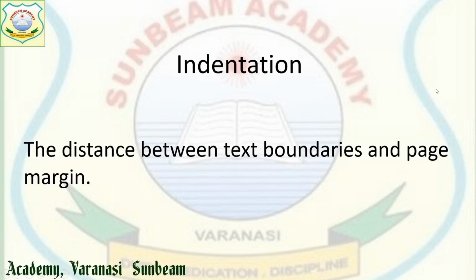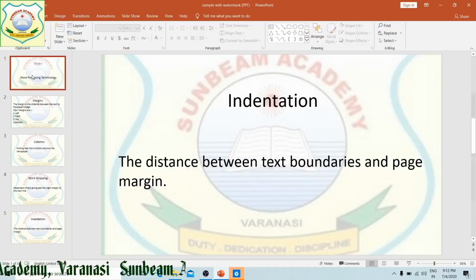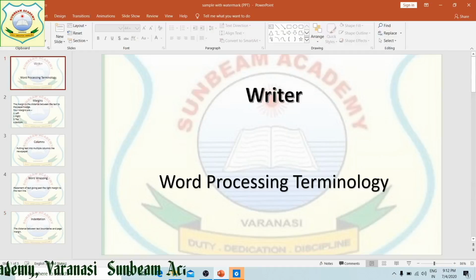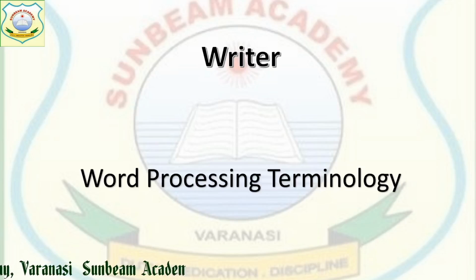Next is about some Writer word processing terminology. What is word processing terminology? The terms by which we are going to process our text, that is known as word processing terminology, right? It may contain line spacing, page border, font, style, size, word wrapping, indentation, margins. These all come under the category of word processing terminology.